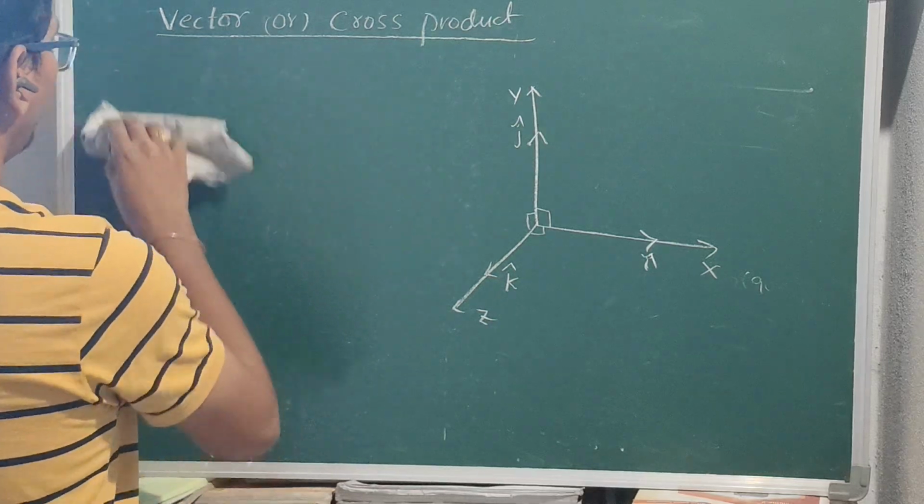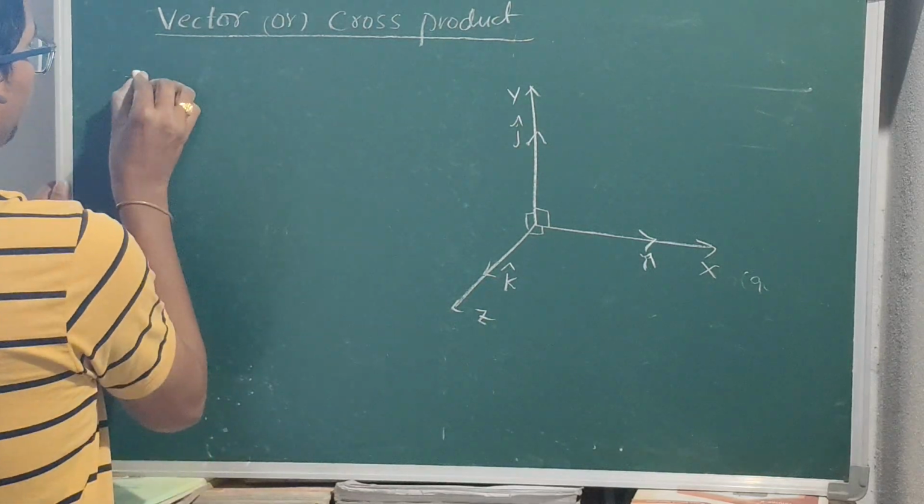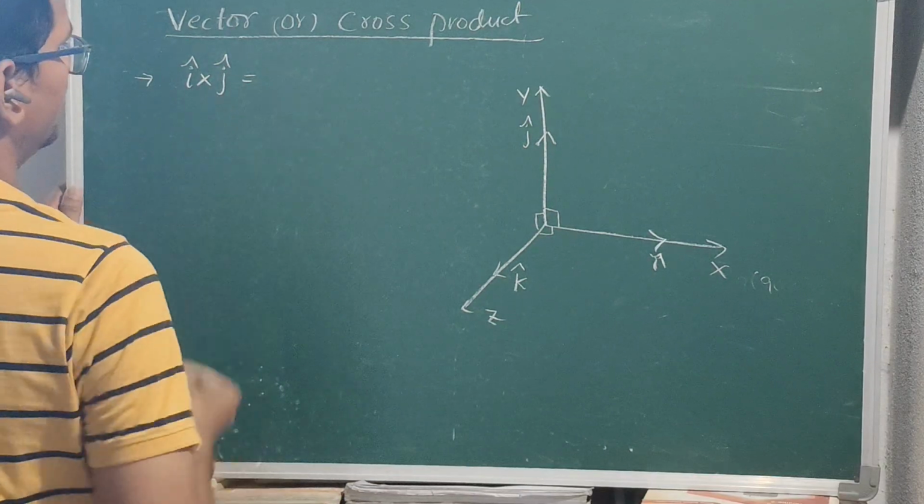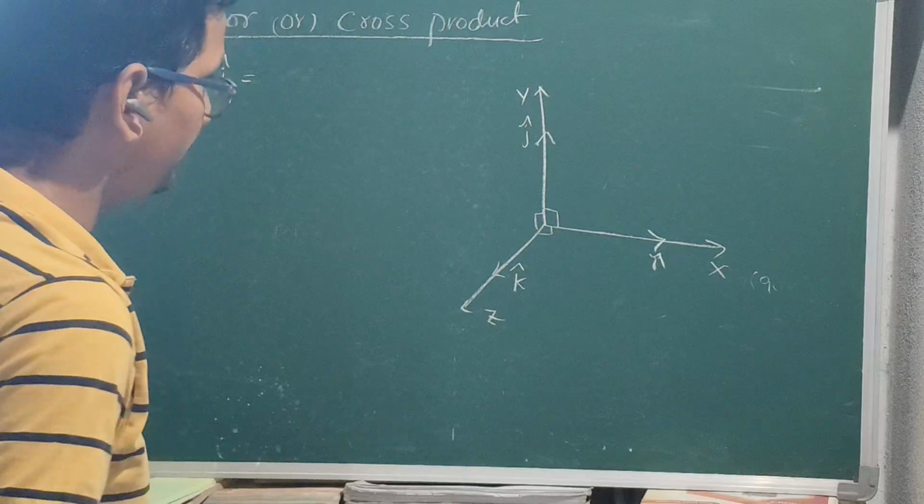Next one. Now this is very important. You can listen carefully. i cap cross j cap. i cap cross j cap. See, that's very important.